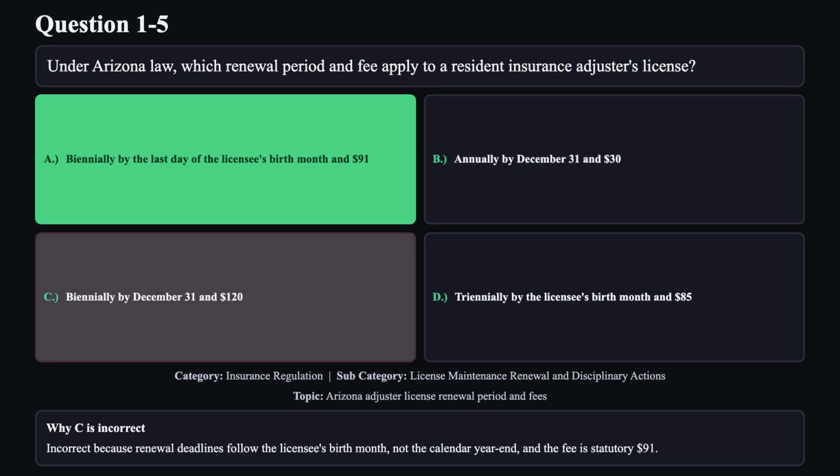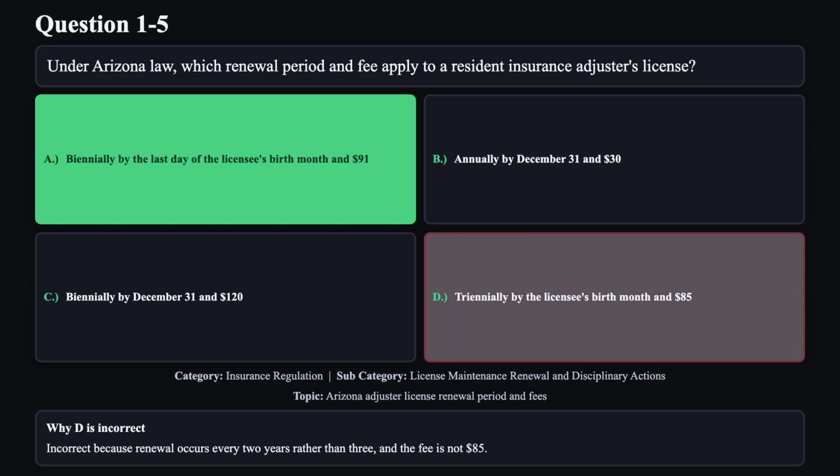Reason C is not correct. Incorrect because renewal deadlines follow the licensee's birth month, not the calendar year end, and the fee is statutory $91. Reason D is not correct. Incorrect because renewal occurs every 2 years rather than 3, and the fee is not $85.